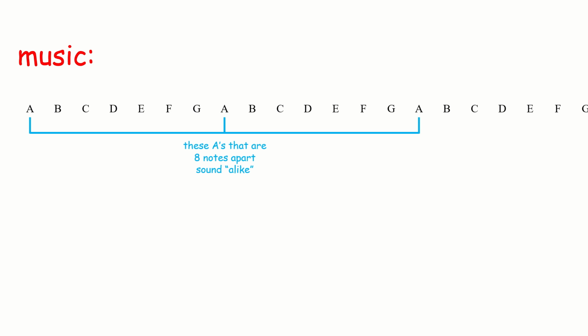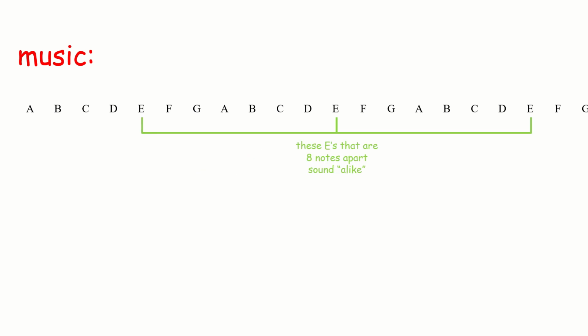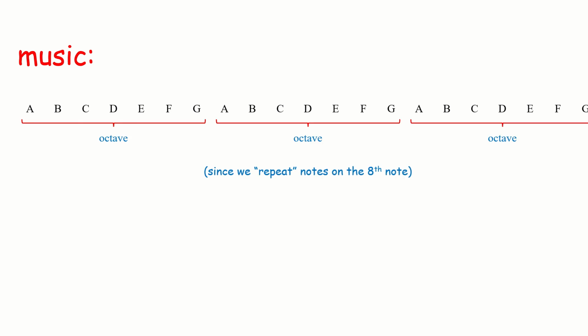These A's sound alike. These E's sound alike. And so do these C's. The reason for this can be explained by physics in terms of the frequencies of the sound waves of these seemingly similar notes. We'll probably go over that in a different video. Anyway, since similar pitches occur on every 8th note, we call these repeating sequences octaves.